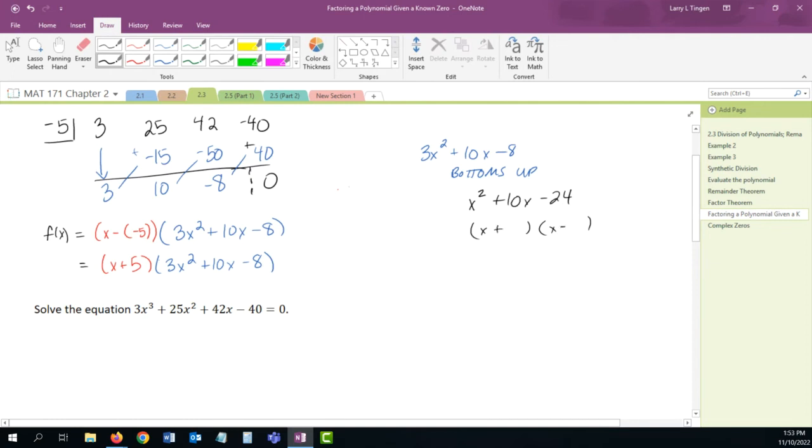And then which one's positive? It's the larger of the two. Two numbers multiply to 24. It's either going to be 6 and 4 or 12 and 2. And in this case, it's 12 and 2.